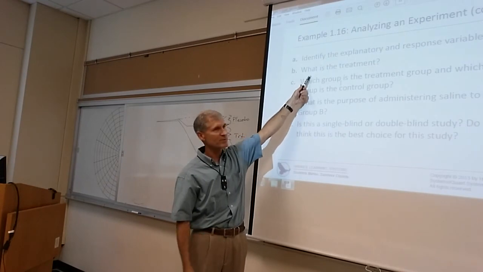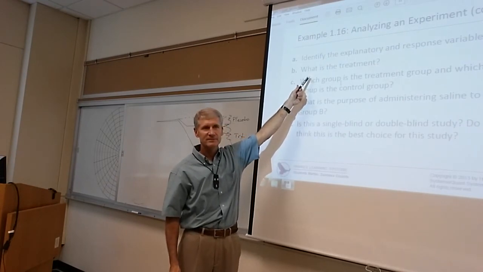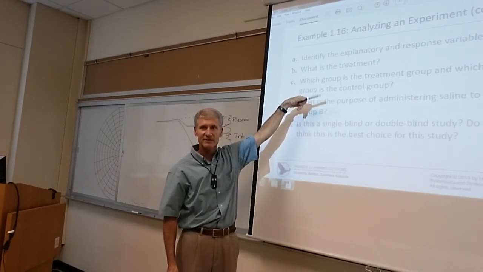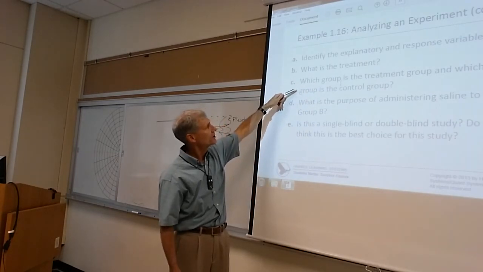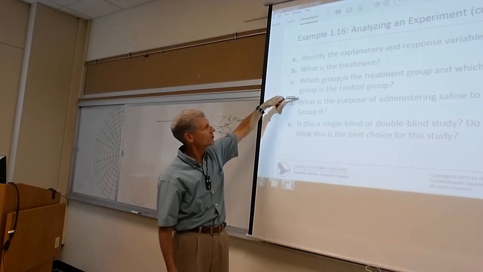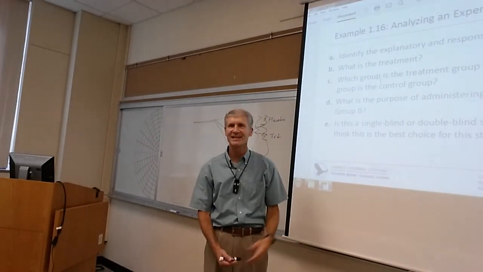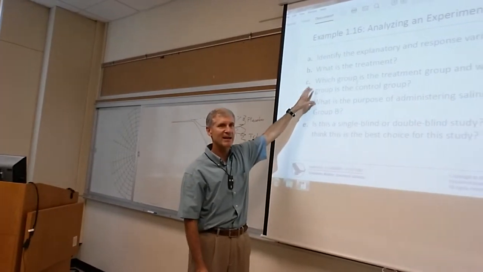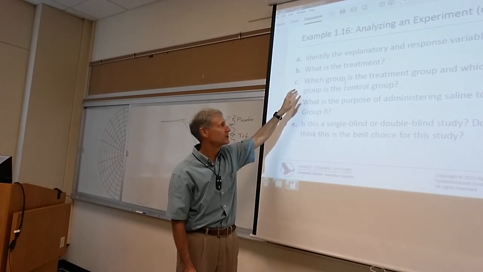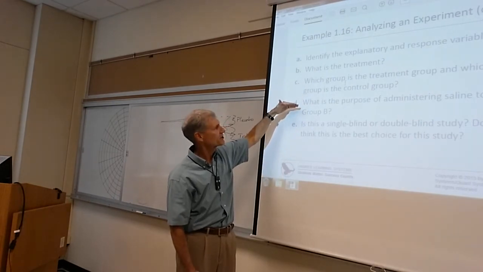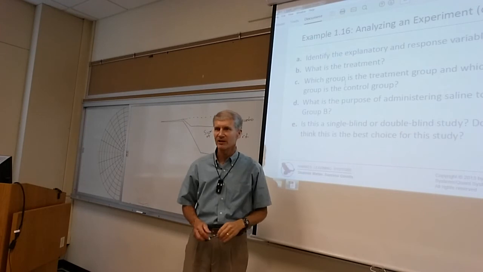What is the treatment? Vitamin C or not, that's the treatment. Which group is the treatment group and which is the control group? Well, you have to remember which were they called A and which they called B, but that's what they're after. So group A was the treatment group, group B got the placebo. What's the purpose of administering saline to group B?